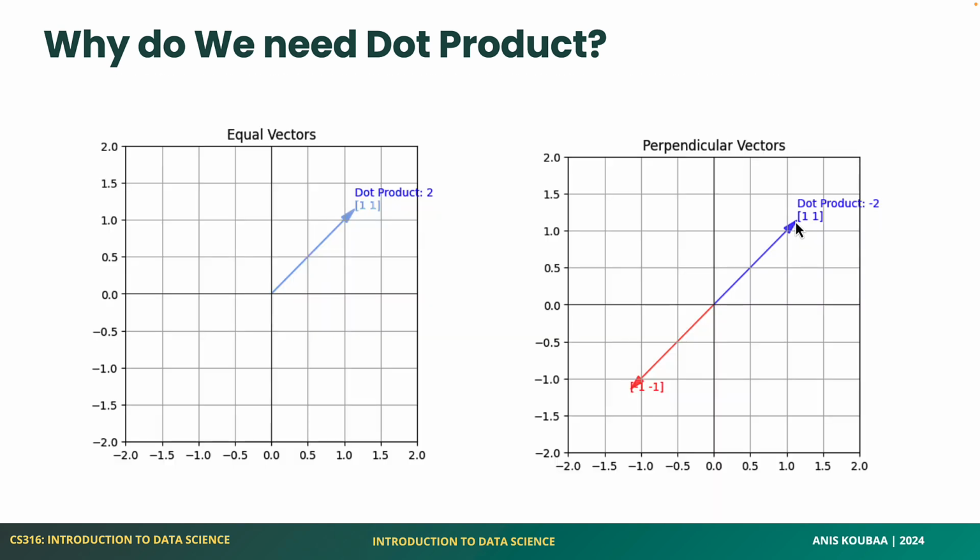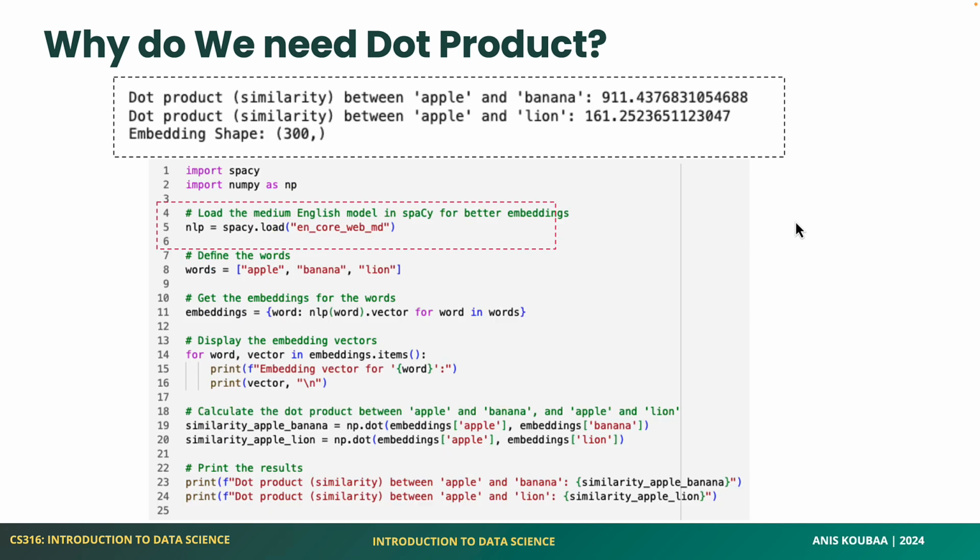Okay, now we understand that the dot product gives some intuitions about the similarity between vectors, at least in graphical representation. Now let's look at this one. I'm going to use another embedding model called Core Web, the medium scale. I'm going to take three words, apple, banana, and lion, and find the embedding of each word.